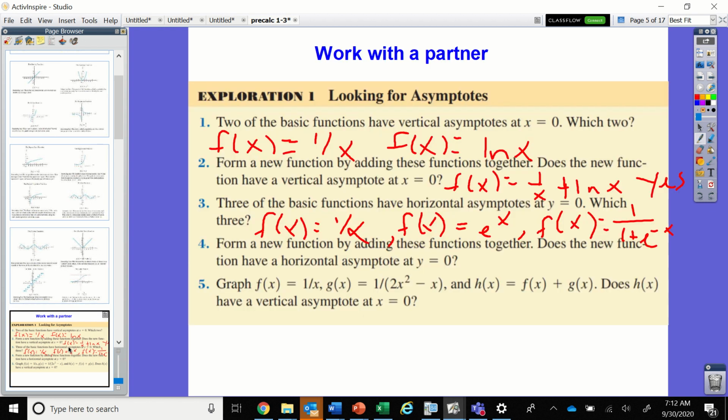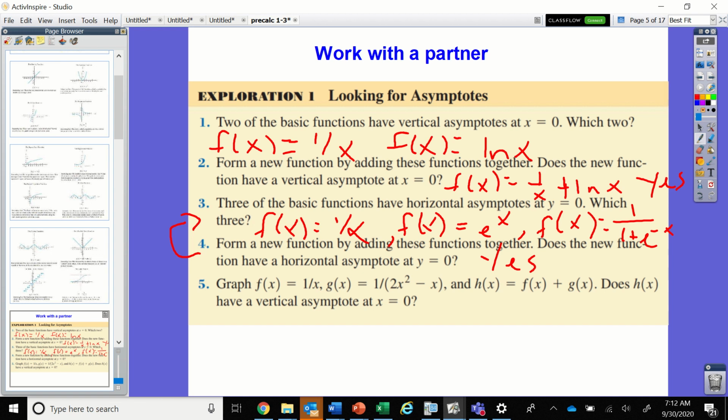Then it says form a new function by adding all of these together. Will you still have one? I'm not going to rewrite all this out, but you literally just add all these together, just put an addition sign like I did up here, and the question is, would you still have one? The answer is still yes. You're still going to have the same issues, if you will, if you added them together. You can put it in your graphing calculator to double check. So yes, you are still going to have a horizontal asymptote there.